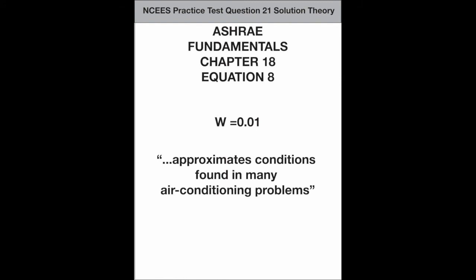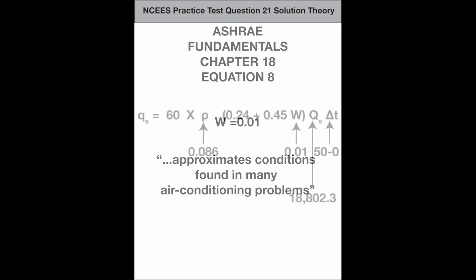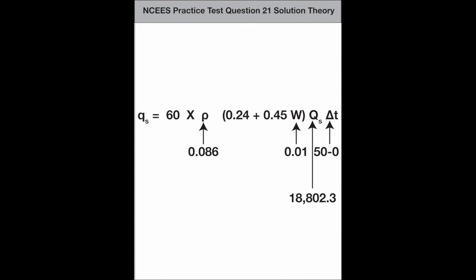Using ASHRAE's assumed humidity ratio of 0.01, all the variables are set. Heat gain equals 60 minutes times 0.086 times 0.24 plus 0.45 times 0.01 times 18,802.3 CFM times 50 minus 0, equaling 1,186,068 BTU per hour. Option C.